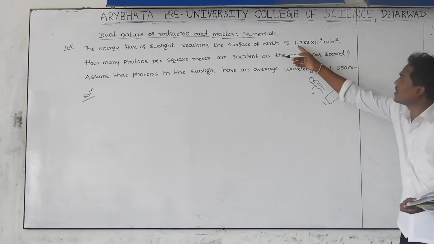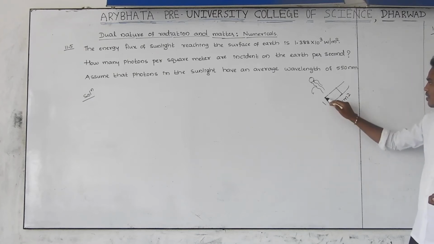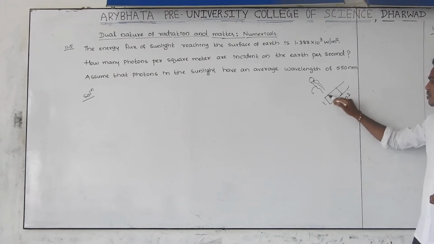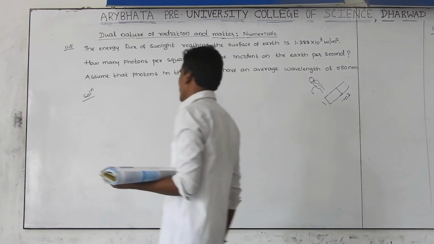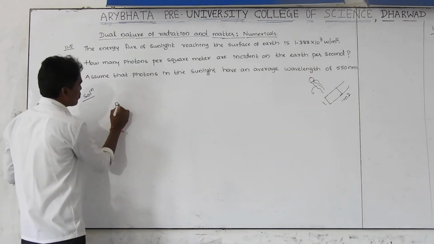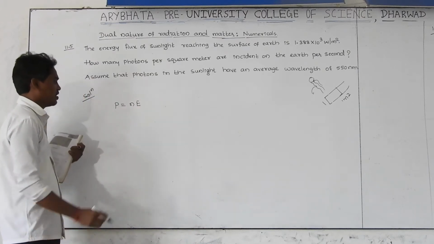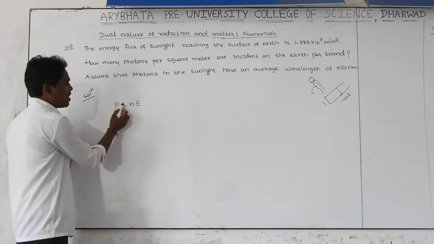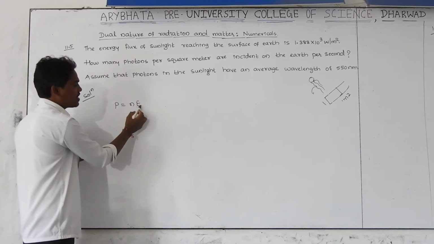Whenever this much radiation is incident on a surface area of 1 meter square, you have to find the number of photons falling on it. That is, you have to find the number of photons emitted by this radiation. There is a formula: power is equal to number of photons into energy of one photon. The power of the sunlight is equal to N times E.